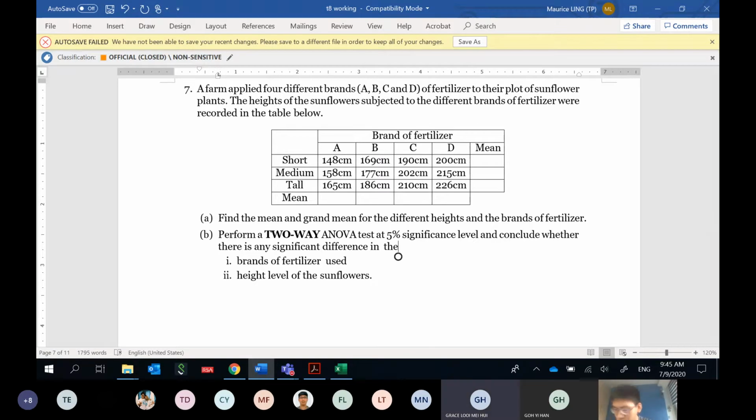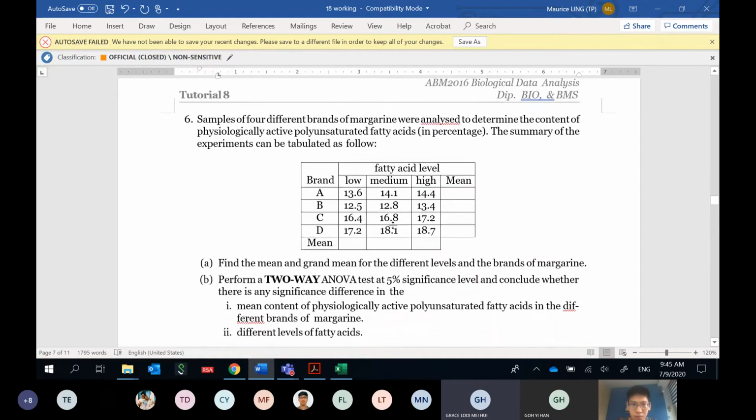The mean for short is 176.75. What is this? The mean for short? Yeah. 176.75. Question 6, yeah. No wonder I got it wrong, because I'm on the ones. 176.75.